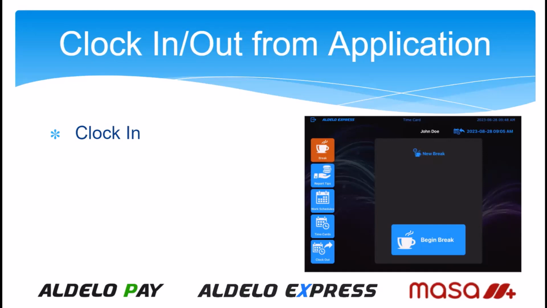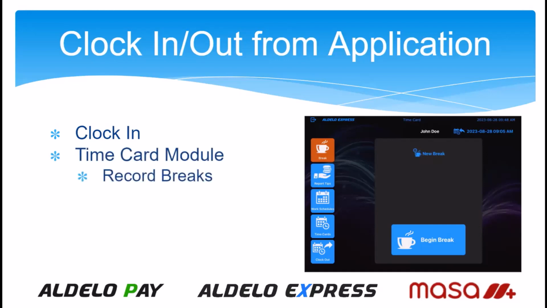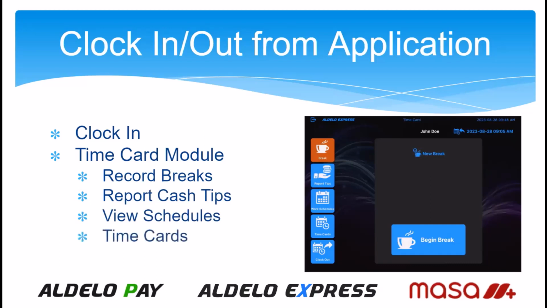And once clocked in, employees can view the time card module. From here, the employee can record breaks, report cash tips. They can view their work schedule if that is set up, and they can view their time card activity under the current pay period. Then at the end of their shift, the employees can clock out.